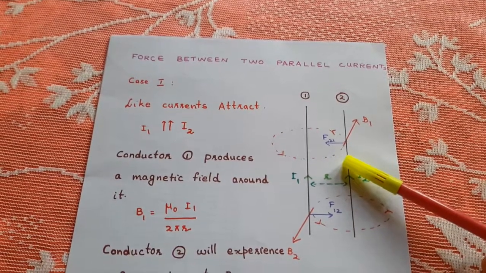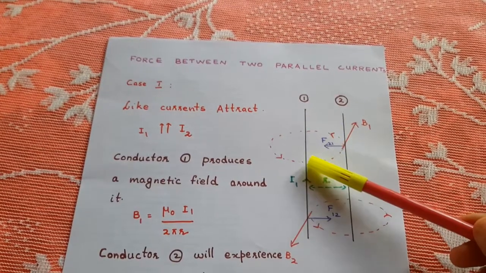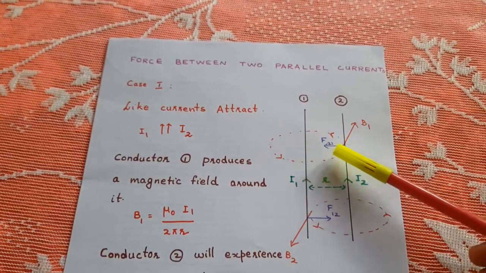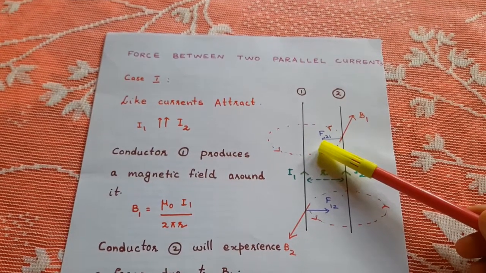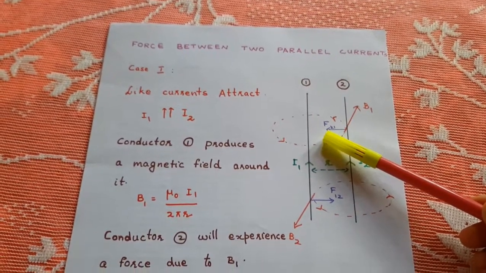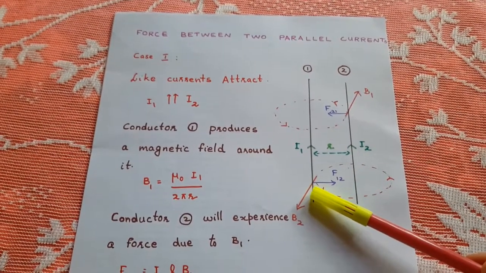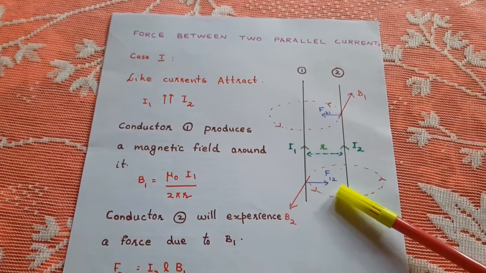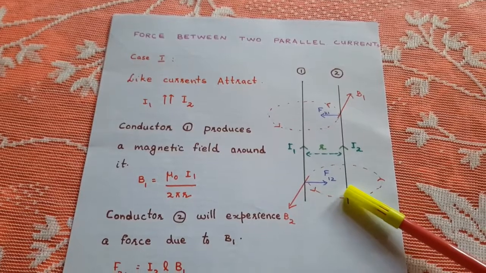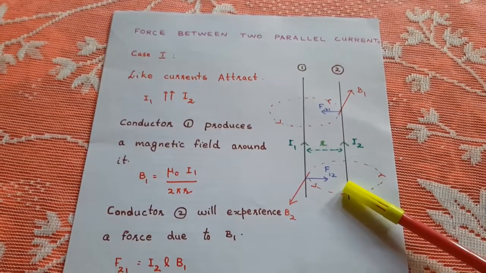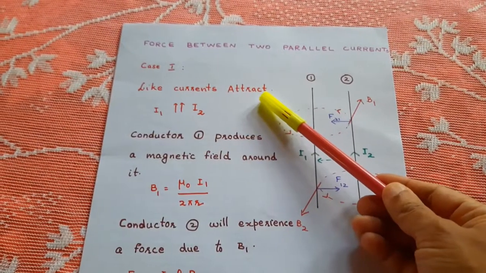So the second conductor will experience a force due to the field produced by the first conductor, and the force is directed towards the first conductor according to Fleming's left-hand rule. Similarly, the first conductor will experience a force towards the second conductor, as it is kept in the field produced by the second conductor. So we can say like currents attract.